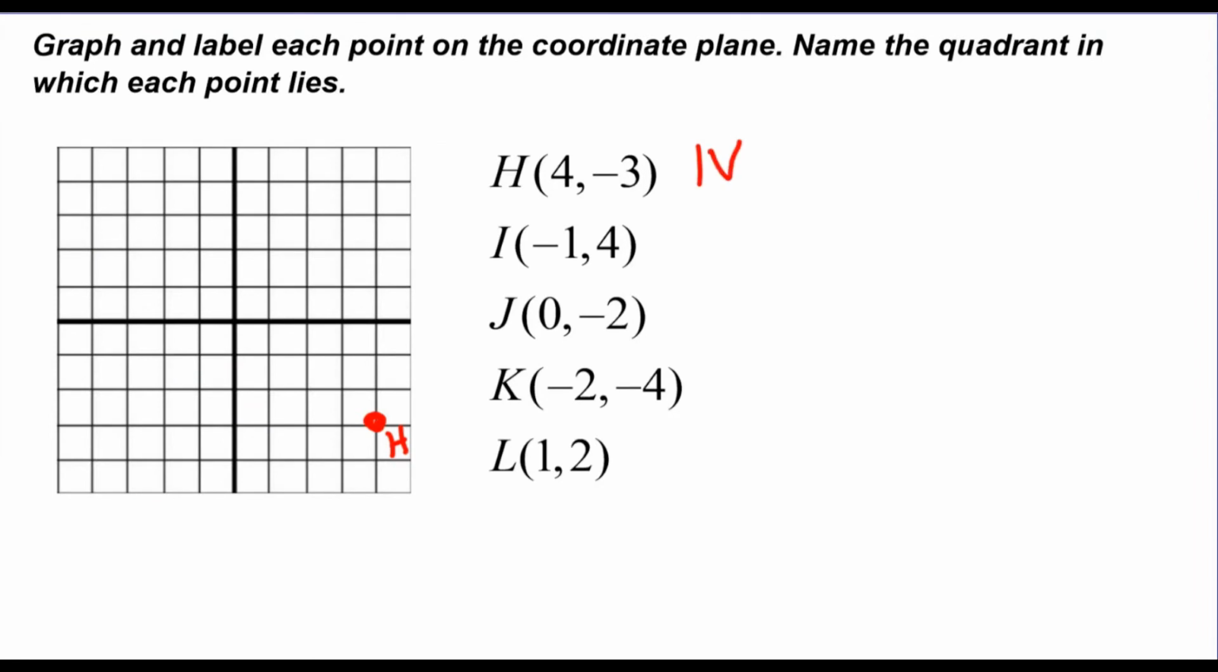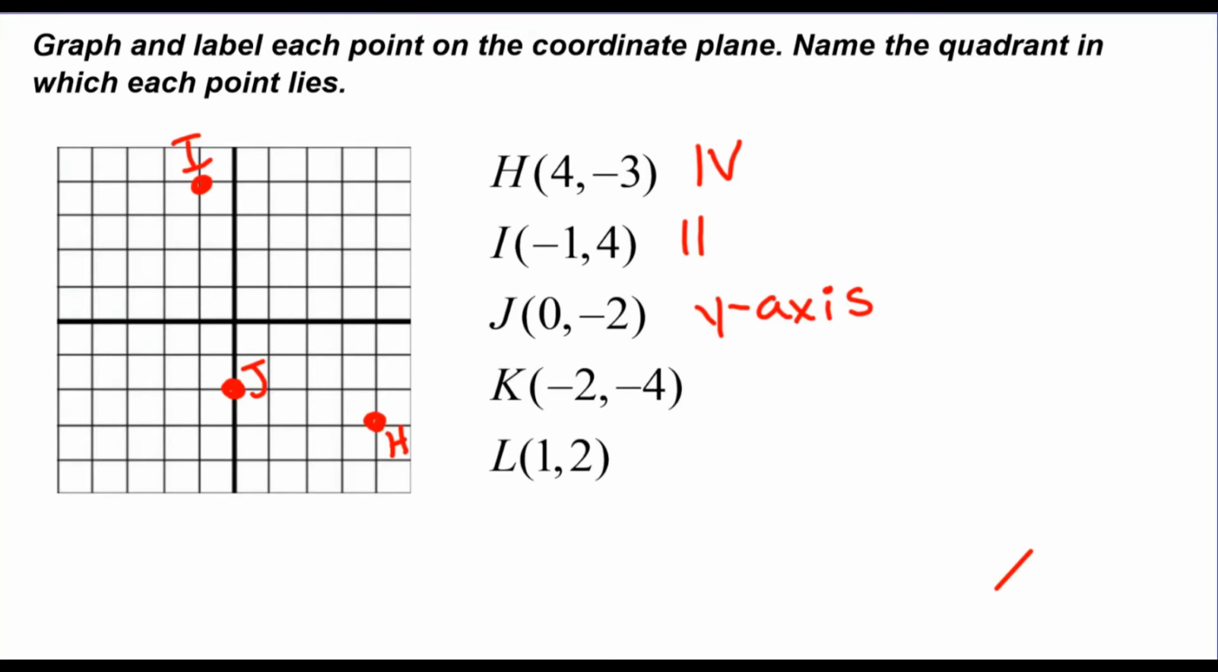And then I is at -1, 4. So it's 1 to the left, 4 up. There is point I, and that is quadrant, you got it, 2. J is at 0, -2, straight down. And again, we run into that situation where it is not in a quadrant. It's on the y-axis.